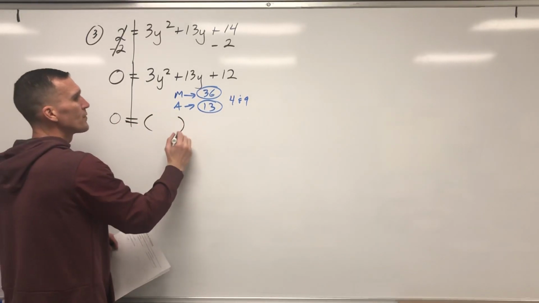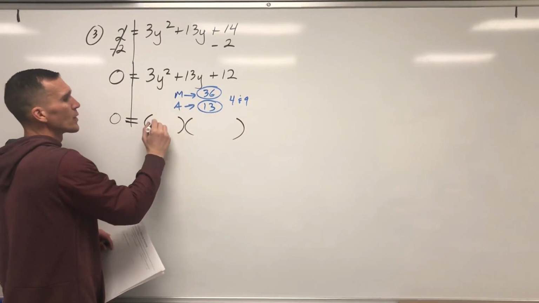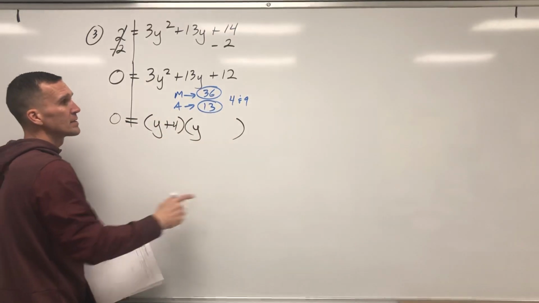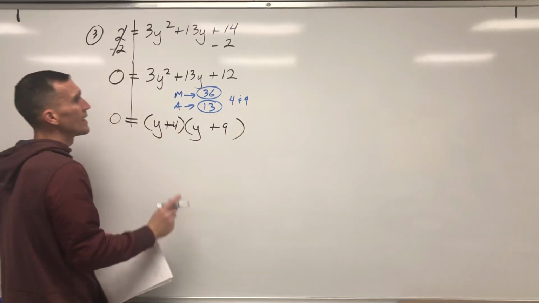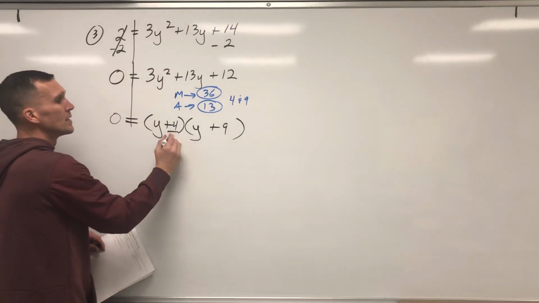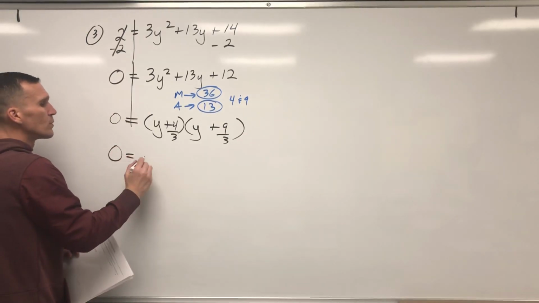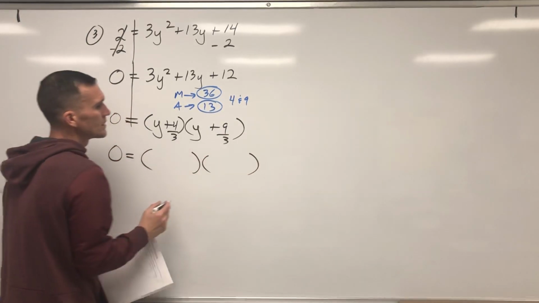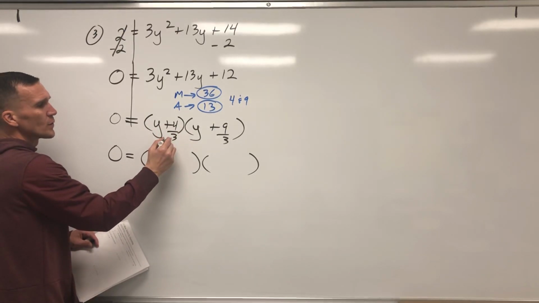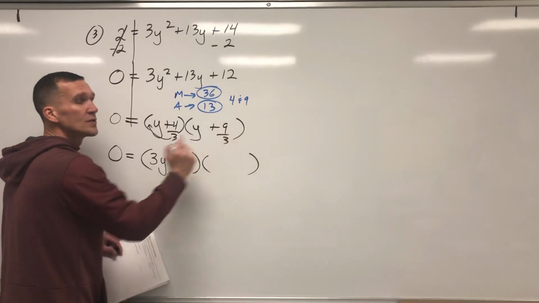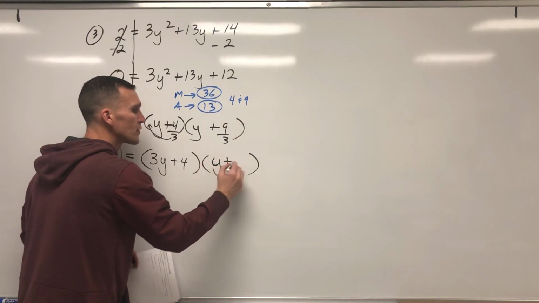But now I go 2 parentheses that both start with the letter y, special number positive 4, special number positive 9, but I divide by the front. Divide by 3, divide by 3. That is 0 equals, I get 2 new parentheses. Here it's a fraction, so we do the bottoms up. That is just a nice answer of y plus 3.